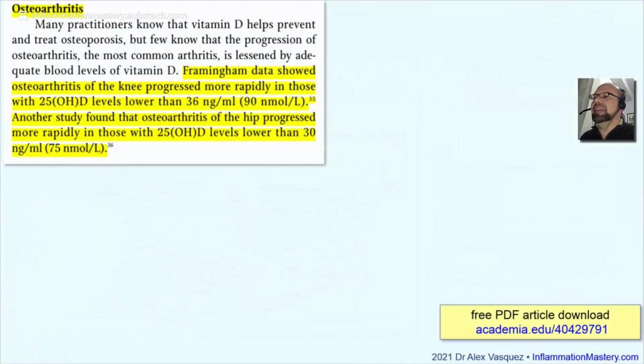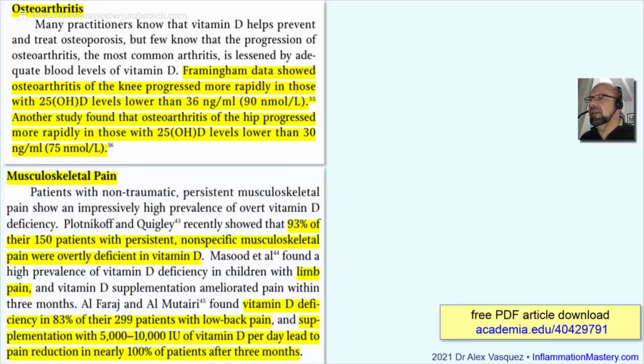What I mentioned previously is accelerated osteoarthritis. Let's look at 2 sentences from that article, again from 2004. Data showed osteoarthritis of the knee progressed more rapidly in patients who were vitamin D deficient. Another study found that osteoarthritis of the hip progressed more rapidly in those with more severe vitamin D deficiency. Again, for musculoskeletal pain, we want to think osteomalacia, we want to think subperiosteal edema. 93% of 150 patients with persistent nonspecific musculoskeletal pain were overtly deficient in vitamin D.